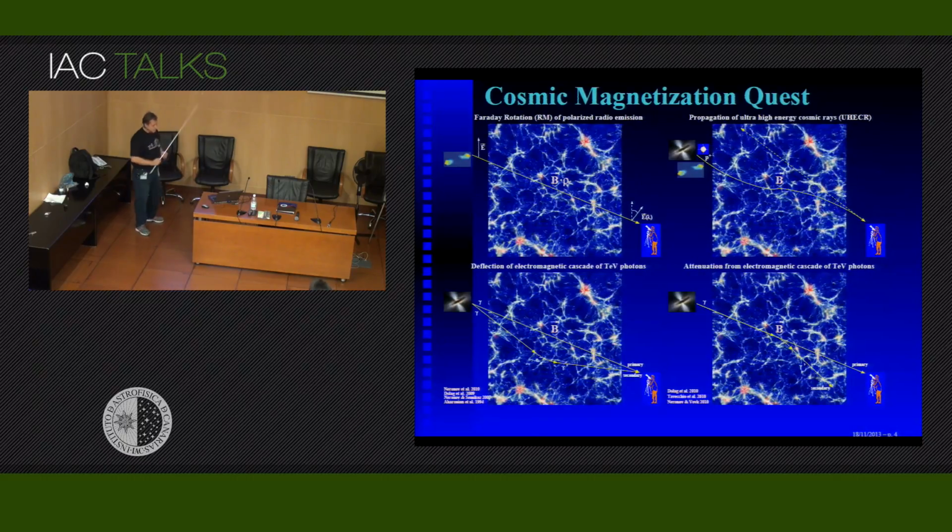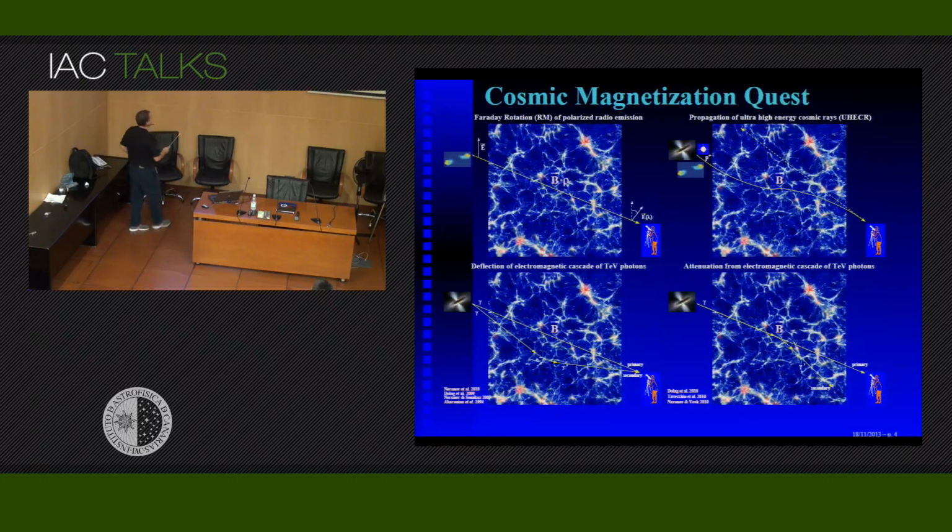The second subclass of this kind of thing is, again, you have this high energy photon which would arrive at the observer, and this electromagnetic cascade is scattering these photons out of the way, right?